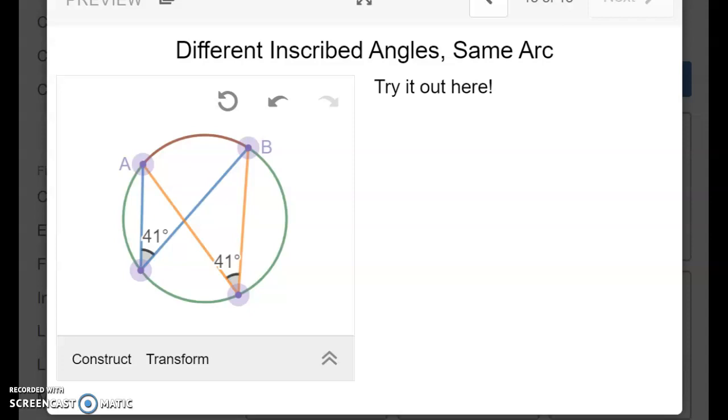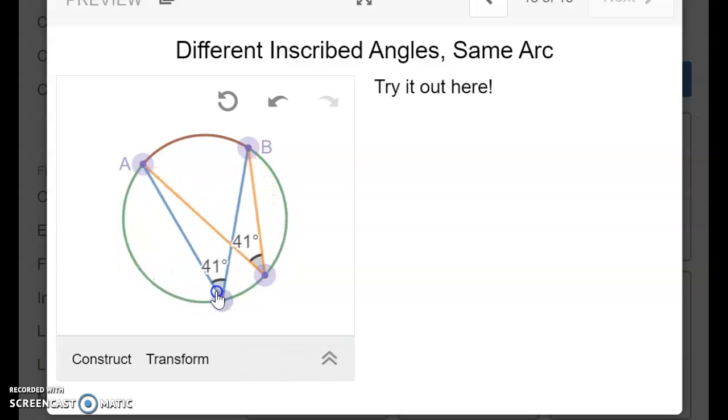So this is the last card on the Desmos, and you get to try out different inscribed angles given a common arc AB. Given arc AB, no matter where you move this, whether it's close to A or any direction, it's going to be 41 degrees in measure. It does not matter where on the circle. So given the same arc, the measure of the inscribed angle is always going to be the same. And that's the takeaway from this Desmos activity.